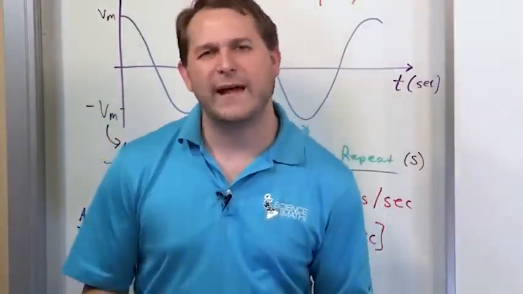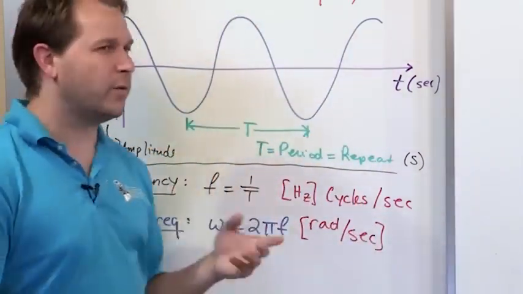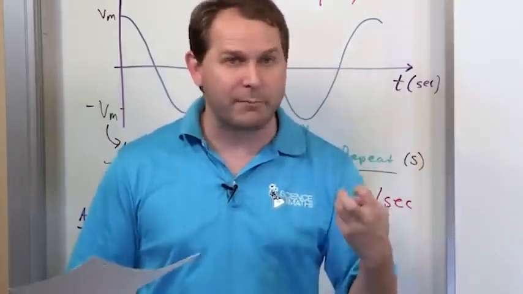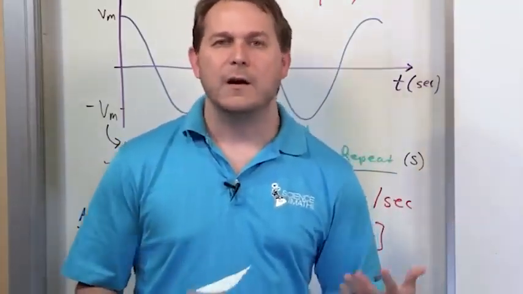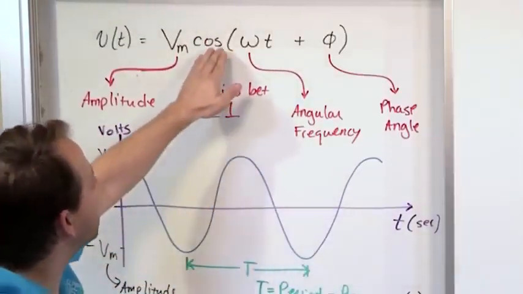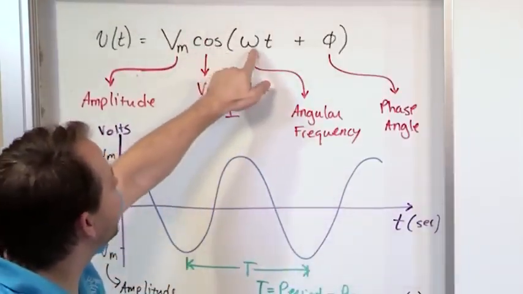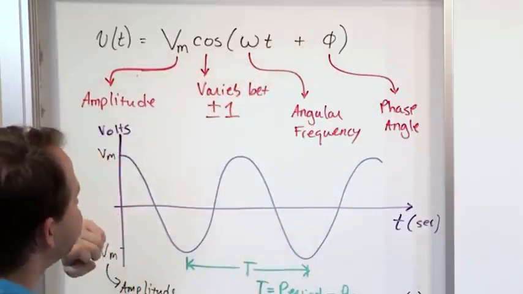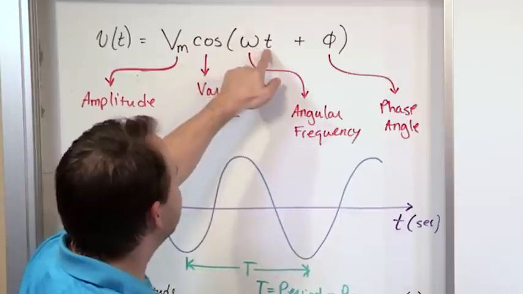So why do we even do that? Why don't we just deal with frequency? Because that's the one that makes sense to me. When you first study this stuff, you're like, frequency, that's something I can wrap my brain around. Why are we talking about radians and angular frequency? And the reason is because if you look inside of the cosine function, we have the frequency times time plus some phase angle here. All right, this is the angular frequency times time.